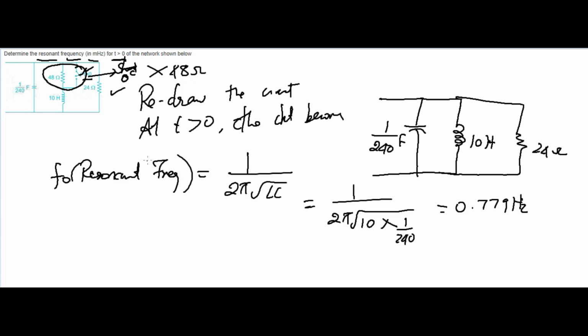And if you want it in 3-digit form, because it is not 3-digit, make it the simple form: you can write 779.69 exactly, into milli, which means 10 to the power minus 3 hertz. Otherwise you can write 779.69 times 10 to the power minus 3 hertz.